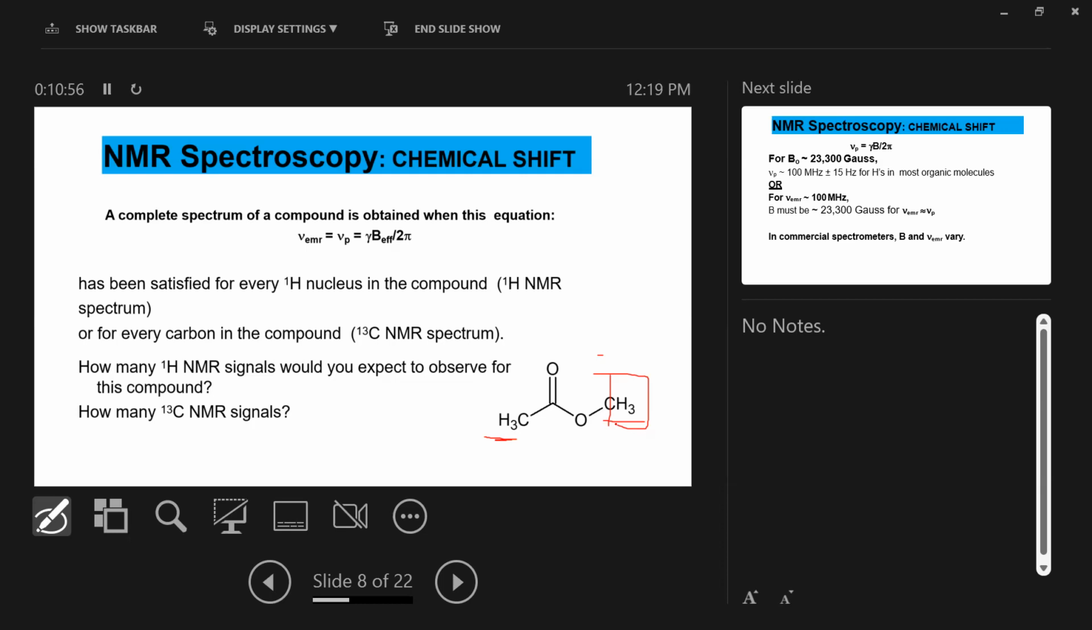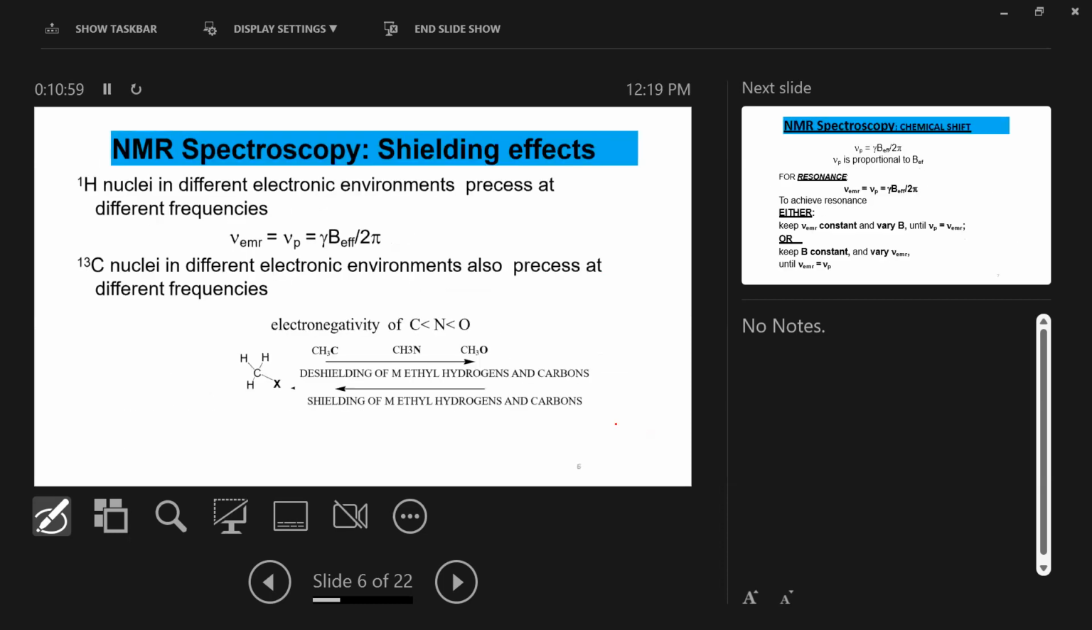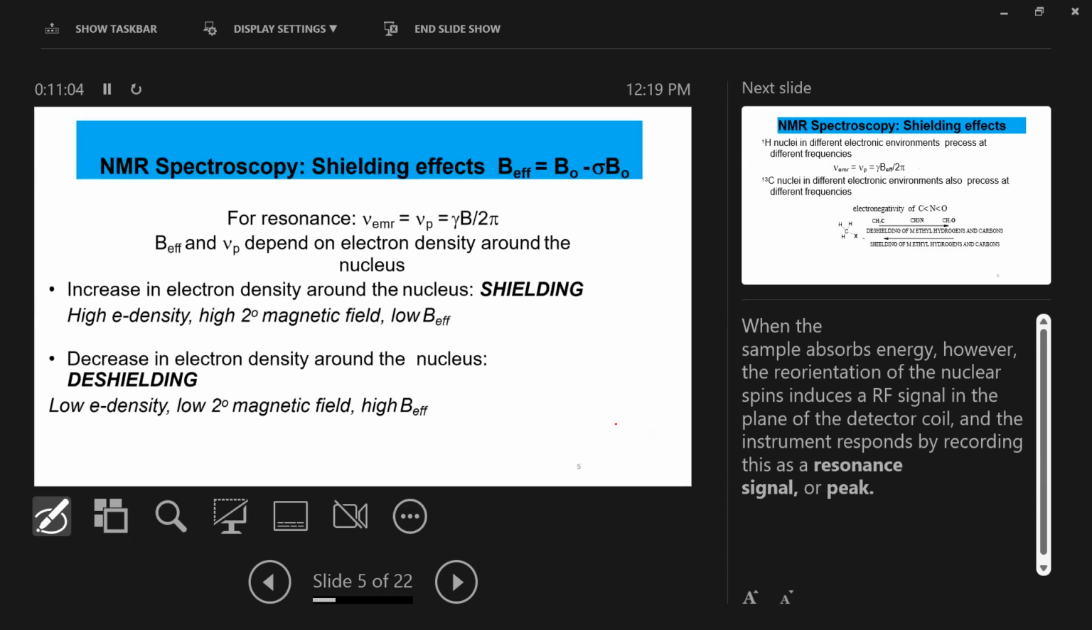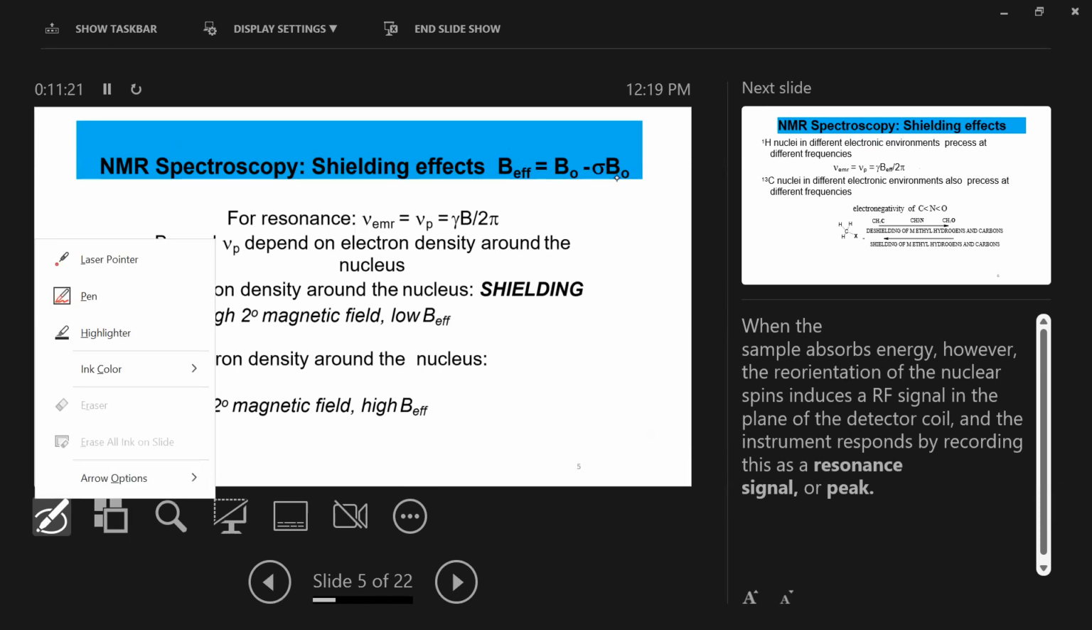Shielding, remember we saw when I was doing all of this, it was falling over your head. Remember, shielding has to do with the electrons that are around it. That means if you have something that pushes electron density around it, it reinforces this around the nucleus. Remember, NMR is nuclear magnetic resonance. So you're dealing with the excitation of the nucleus.